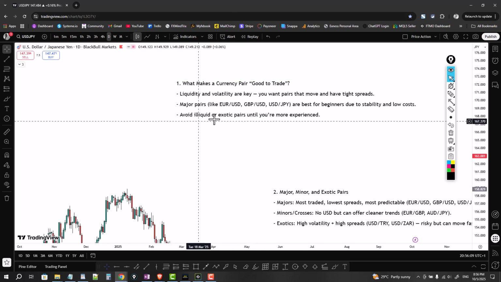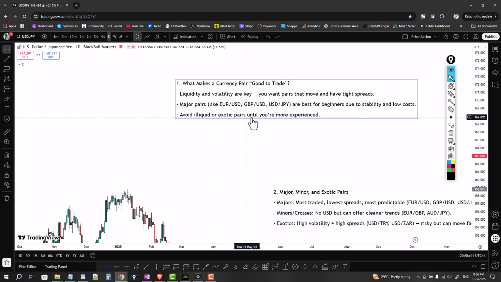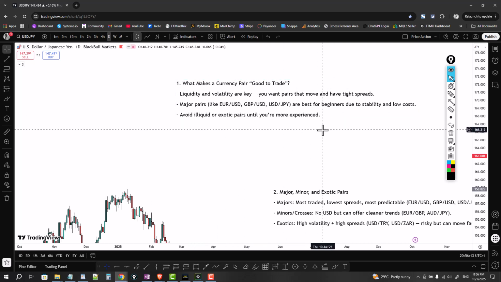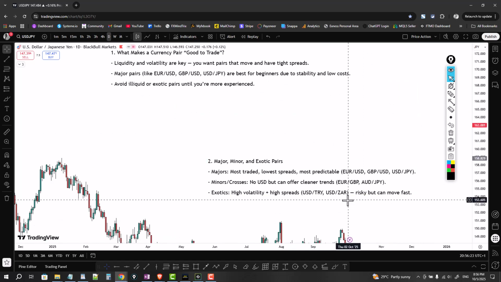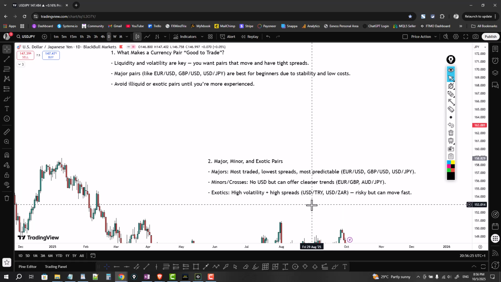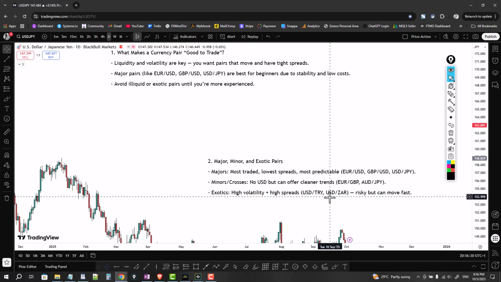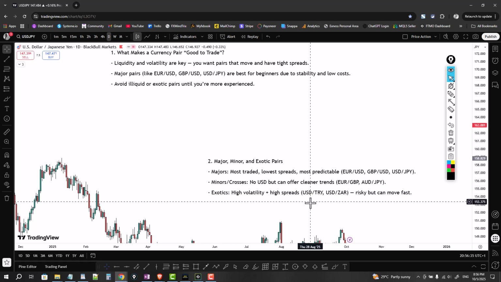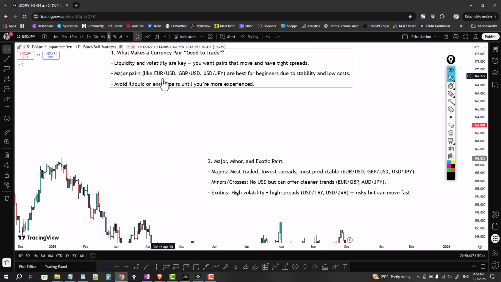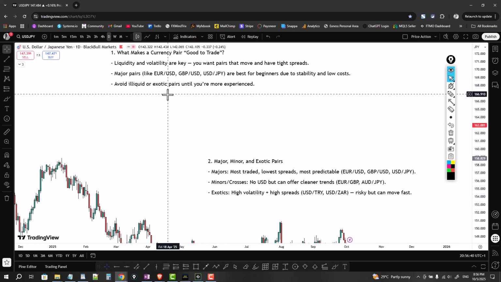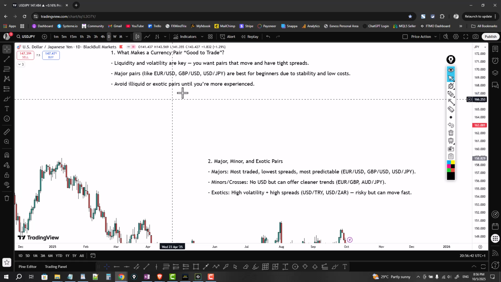Okay, and then the third thing is you want to avoid illiquid or exotic pairs until you're more experienced, which is exactly what we talked about here. You want to trade the majors and avoid the illiquid pairs, which are not traded as much as the majors. Pairs like the ones I told you, the USD ZAR, which is the USD against the South African Rand, or the USD TRY, which is the USD against the Turkish Lira. These are currency pairs that, even though they are traded, are not traded as heavily as the majors in the market. And so they tend to come with a very high spread cost, high commissions and all of that.